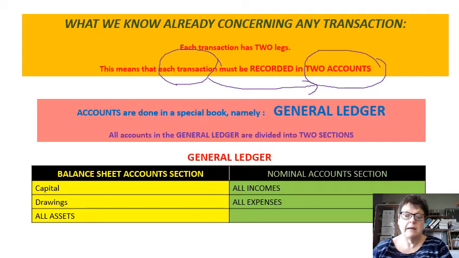The balance sheet account section is where you will have an account for capital, an account for drawings, and then accounts for all the assets. We'll get to the assets just now. In the nominal account section, the accounts for all incomes and all expenses. Again, you need to know these facts. General ledger has two sections, balance sheet account section and nominal account section. In balance sheet account section, capital, drawings, and all the assets. In the nominal account section, all the incomes and all the expenses.